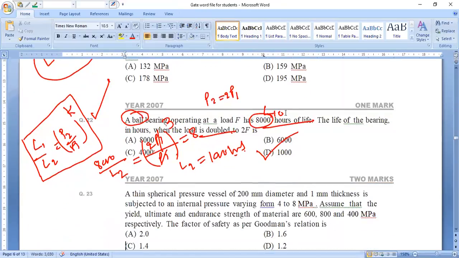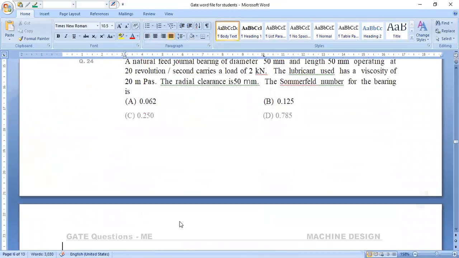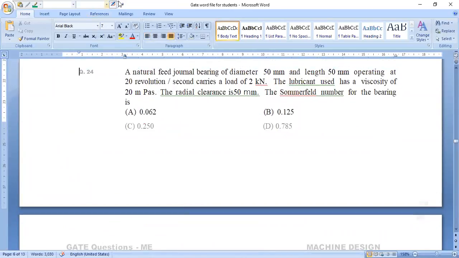So now move further. This question is related to some pressure vessels. I am not taking this. Yes, this is a bearing question. Question 24. So I will take this.